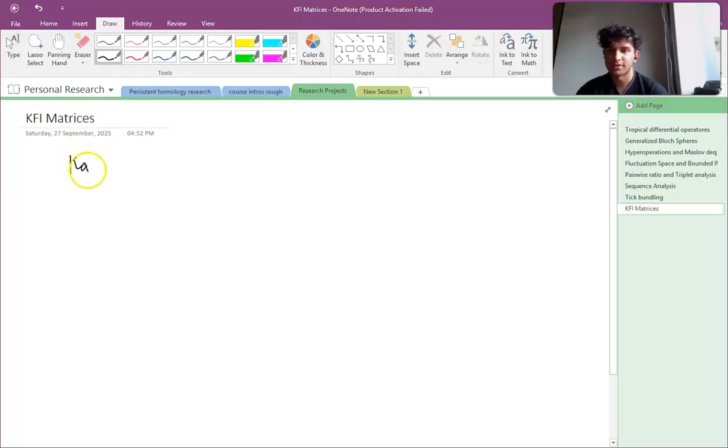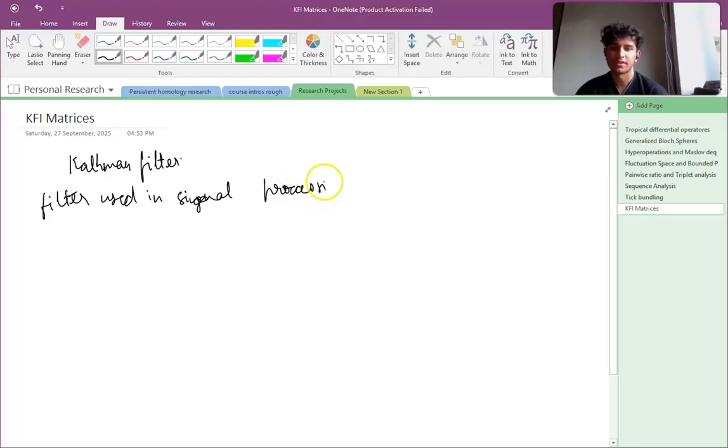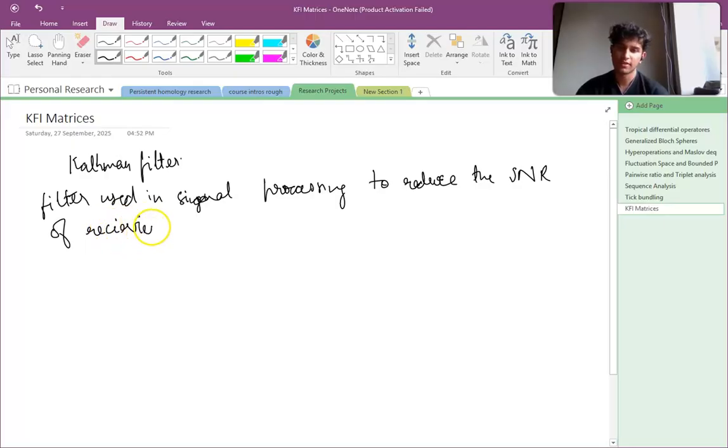So first I have to talk about something called a Kalman filter. Now, what is a Kalman filter? It is a filter, or an algorithm, used in signal processing to reduce the SNR, or signal to noise ratio, of received signals. Received or perturbed signals.